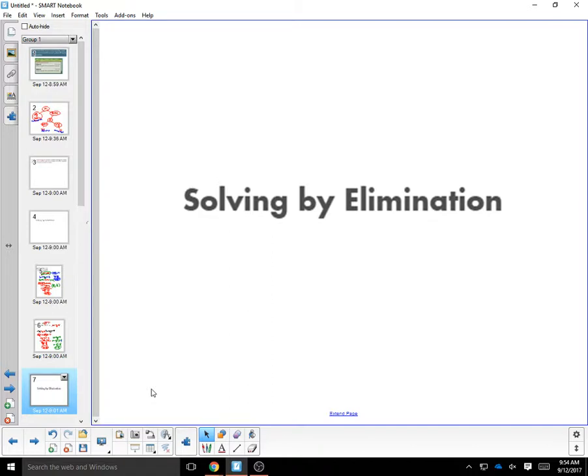Does that make sense? Like if I have a 4, how do I get rid of a 4? By adding a negative 4. 4 minus 4 makes 0. Does anyone understand that idea? Super easy idea, isn't it? We're going to take that idea and put it into play when we do this problem.